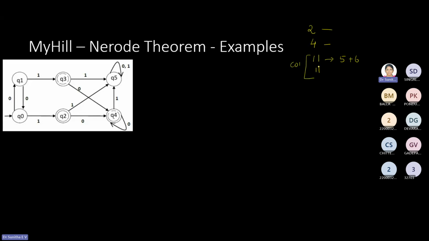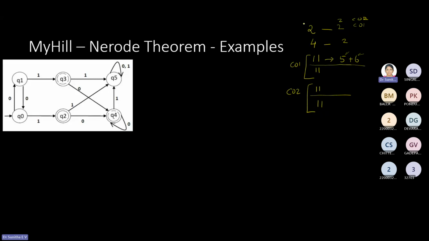From CO1, you will get 2 11 marks questions and you have to answer either the first or second one. Then from CO2 also we'll have 2 11 marks questions and you will have the choice. First one or second one you have to do. And I think this 5 plus 6 division will be there. And you may get this MyHill Nerode theorem in this part, 11 marks question, either for 5 marks or for 6 marks, I guess. And for the 2 marks and 4 marks questions, there is no choice. I think 2 questions from CO1 and 2 questions from CO2.